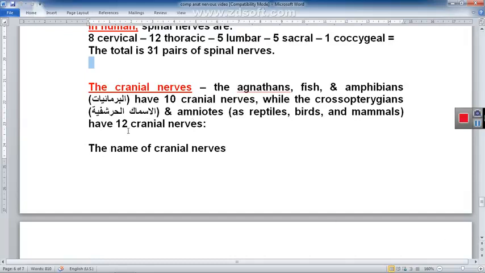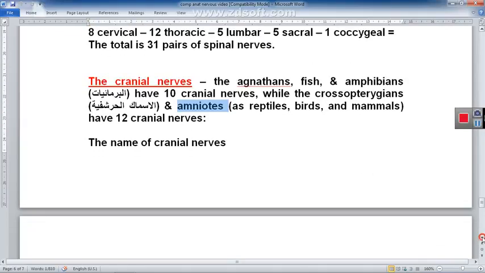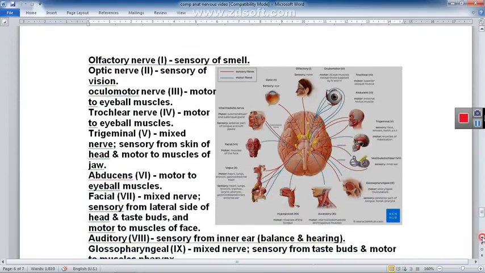Cranial nerves in higher vertebrates, including the human, are 12 in number. But in lower vertebrates, as in agnathans and some fish and amphibia, the cranial nerves are only 10. In higher vertebrates that are called amniotes, such as humans, mammals, birds, and reptiles, all of these have 12 cranial nerves, and they are called amniotes because they have an amniotic cavity in the embryo during their development. The names of the cranial nerves are as follows. They are 12 in number.